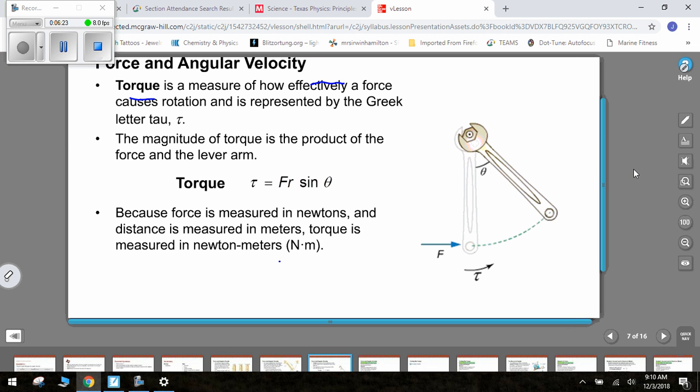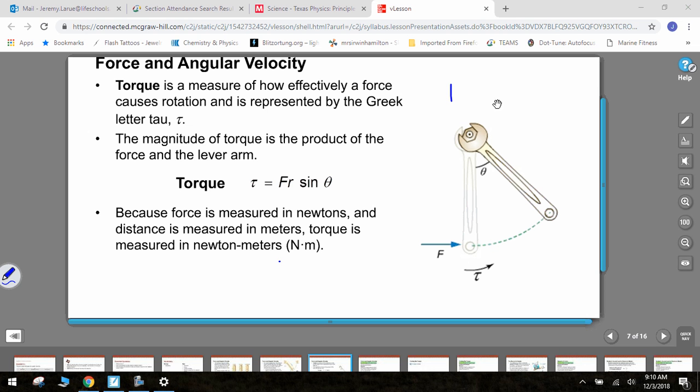Now, torque is a measure of how effectively a force causes rotation. It is represented by the Greek letter tau, which just looks like a T with a squiggle top. That's tau. Okay? And it stands for torque.